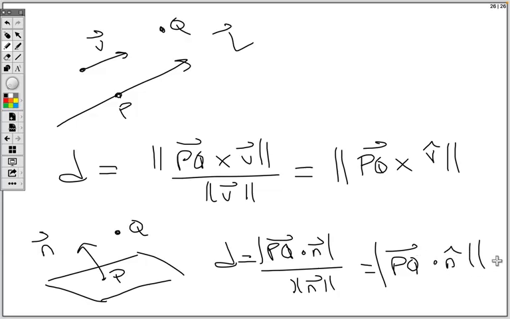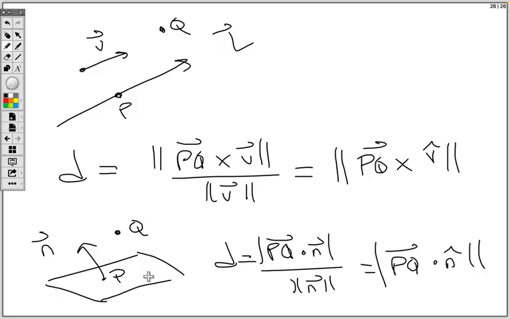So lines are determined by parallel. The cross product detects parallel. So if the point Q were actually on the line L, these two would be parallel vectors and we would get a distance of 0. So we're measuring that distance using the length of the cross product with a direction vector.